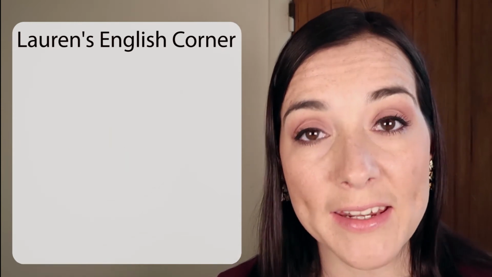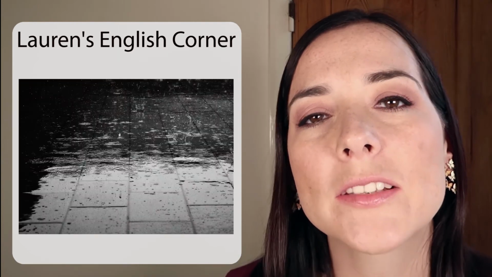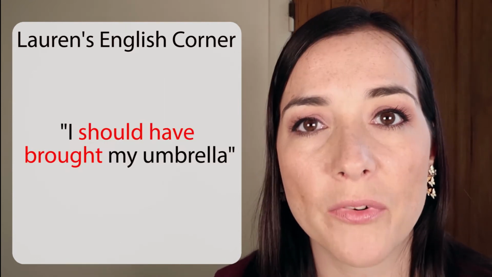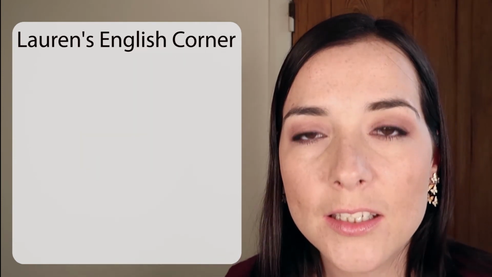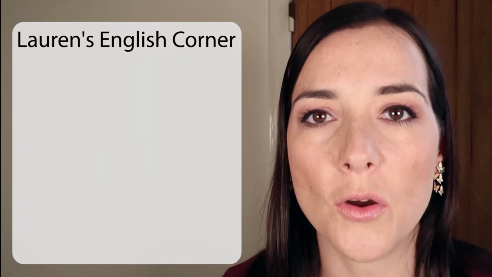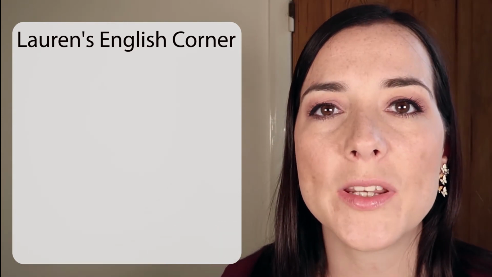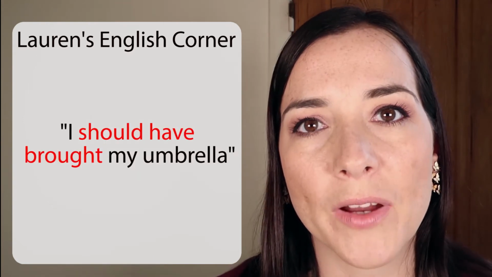Or for example, it's raining and you didn't bring an umbrella. So you could say, oh no, it's raining. I should have brought my umbrella. So again, this is talking about a situation that you wish was true, but it's not. You forgot your umbrella. And so then you're regretting it. You're wishing you had it, but you don't. So you say, I should have brought my umbrella.